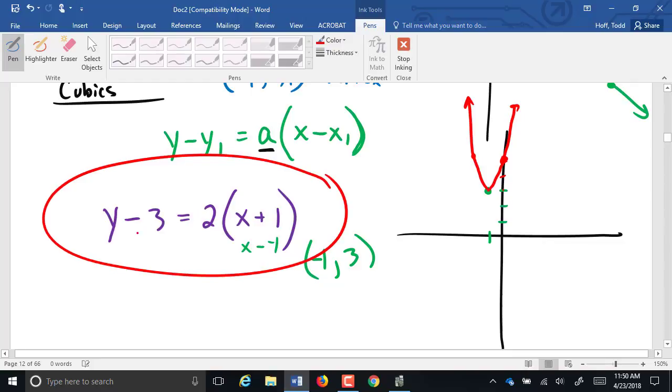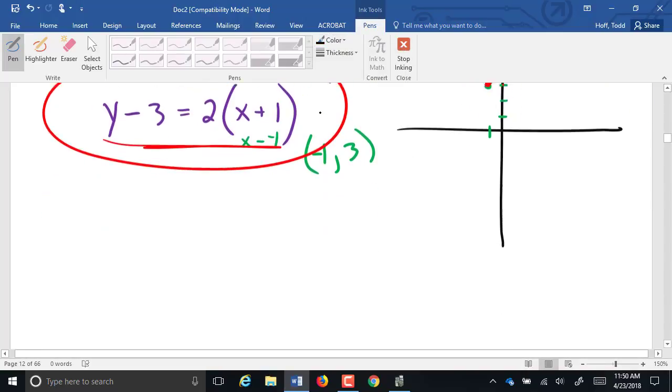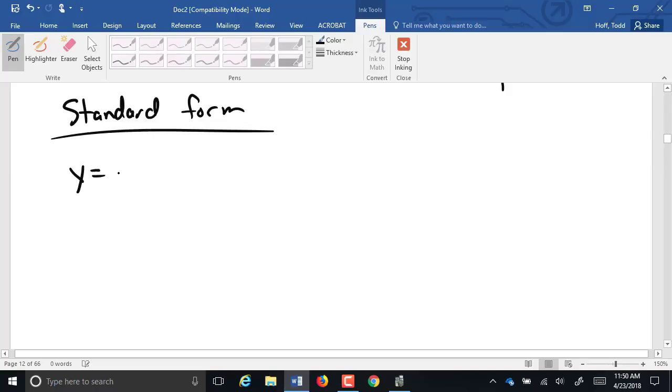So the big advantage of this graphing form is you can very easily locate the vertex. But from there, it's actually much more difficult to graph. So let's go back and take a look at one of these parabolas in standard form. So standard form would look like this. Y equals x squared plus, let's see here, 4x minus 5.